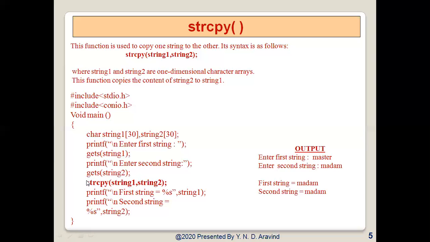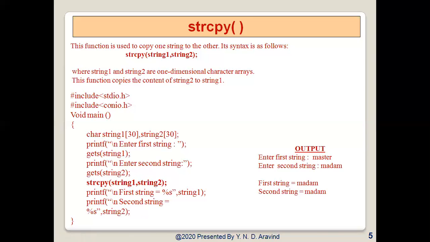After using strcpy of string 1 comma string 2, string 1 will also contain the value madam. So both string 1 and string 2 will have the value madam, because I am copying the string 2 value madam into string 1. Previously string 1 had the value master. That master value will get erased and the madam value will be placed in its place. So both the strings will now contain madam. This is how we use string copy.